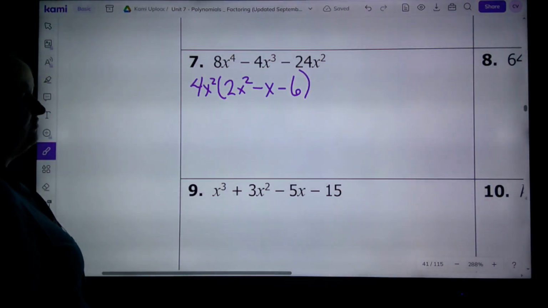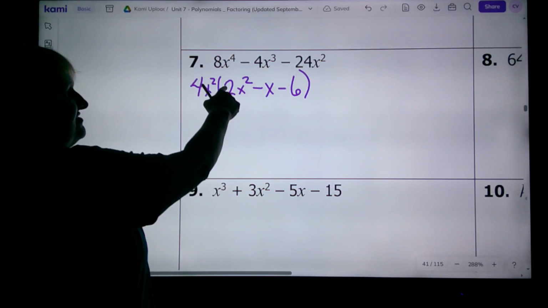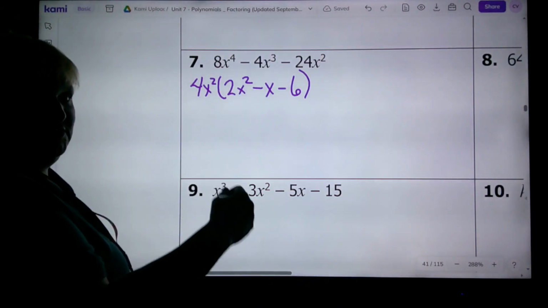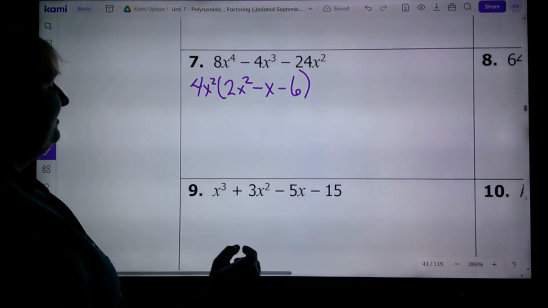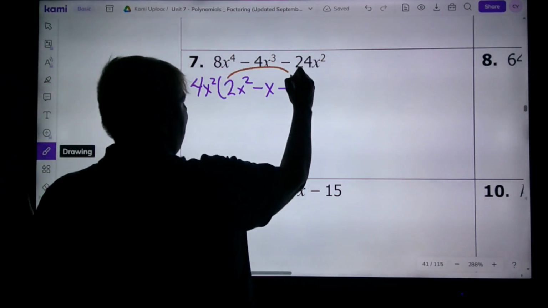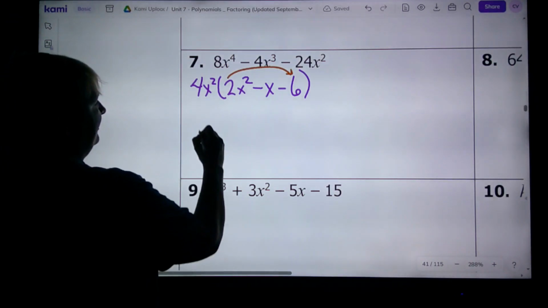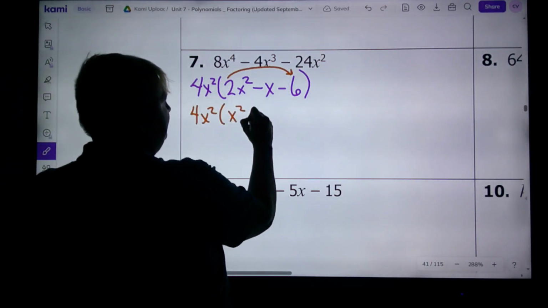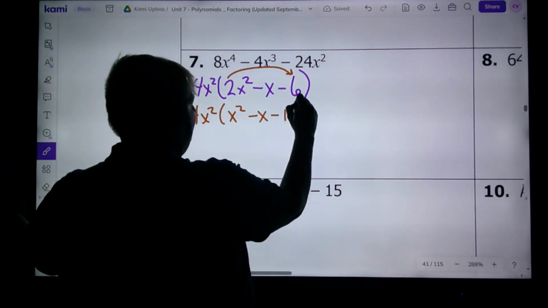Now it's a trinomial. It has a coefficient in front of the x squared, so that means we can use the slip and slide, right? So let's slip and slide and see what happens. So if we slip this over here, now we have 4x squared, x squared minus x minus 12.